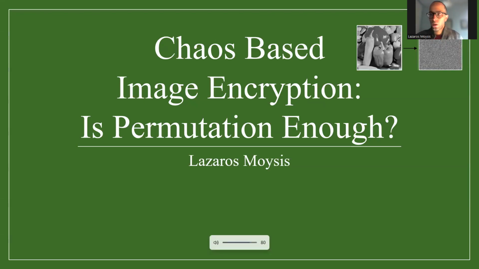Greetings, everybody. So we are continuing our videos on chaos-based image encryption. And the topic of today is a question about permutation. Is permutation enough to encrypt an image signal? And this is what we're going to answer.